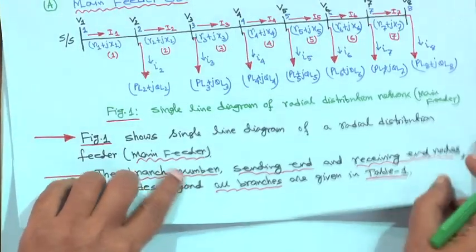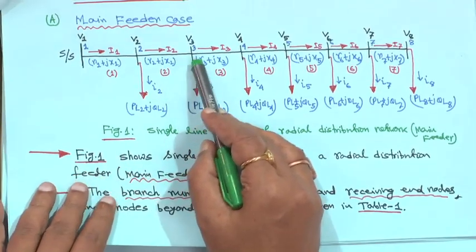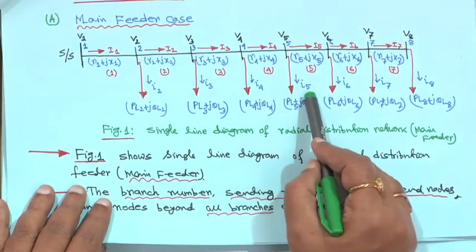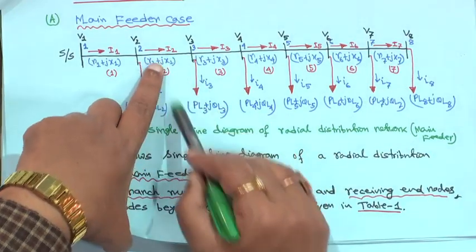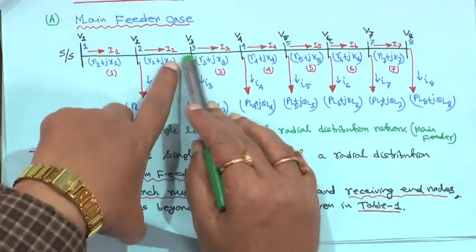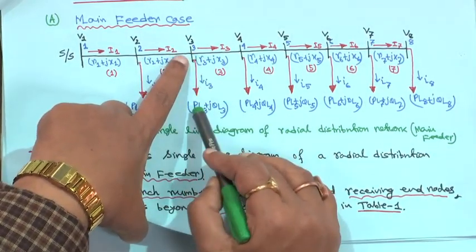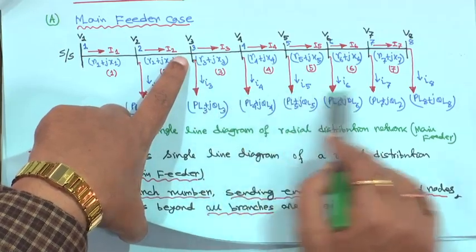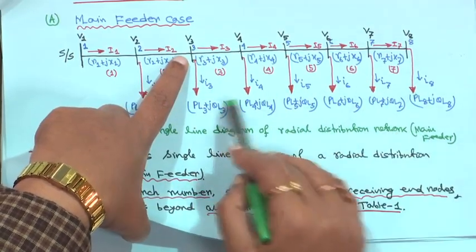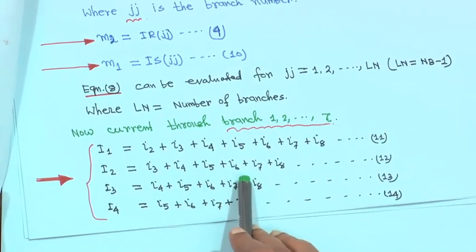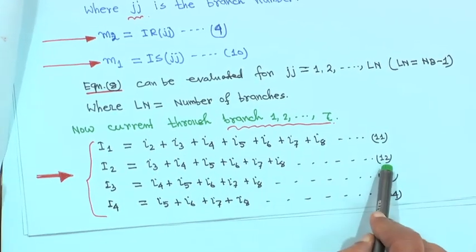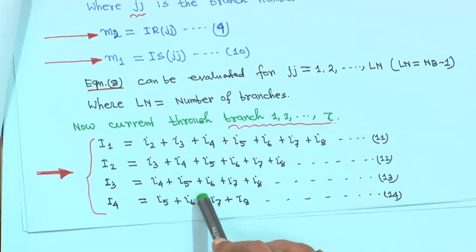Similarly, the branch current I2 is equal to I3 plus I4 plus I5 plus I6 plus I7 plus I8, because this is the current I2 entering here, and this current is basically going here only. So Kirchhoff's first law again. I2 will be I3 plus I4 plus I5 plus I6 plus I7 plus I8, this is equation 12. Everything I have made it here such that you should understand this.